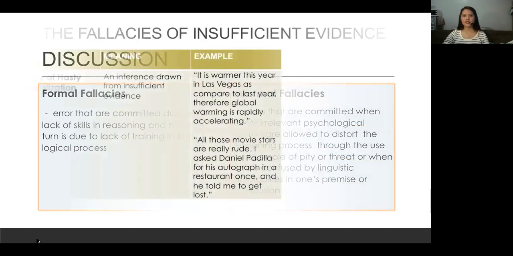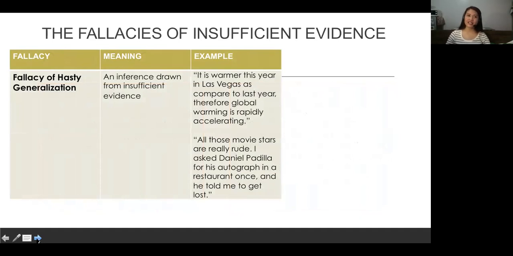All right. So we have 3 categories of fallacy. First is the fallacies of insufficient evidence. Under this category ay mga fallacy na walang malinaw o klarong ebidensya. So first is the fallacy of hasty generalization, an inference drawn from insufficient evidence. For example, it is warmer this year in Vegas compared to last year, therefore global warming is rapidly accelerating. So here, we generalize na ang global warming ay nag-accelerate dahil lang sa isang specific scenario.